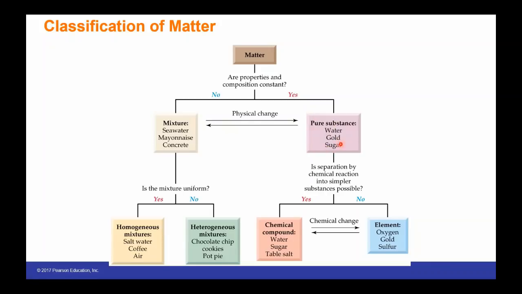Now, if we have a pure substance, is separation by a chemical reaction into a simpler substance possible? If so, that means that we have a compound. If not, that means we have an element. To get between a compound and an element, we have to have some type of chemical change occur. Now, if we're looking at mixtures, is the mixture uniform? If it's uniform, then we've got a homogeneous mixture. If the mixture is not uniform, then we have a heterogeneous mixture.